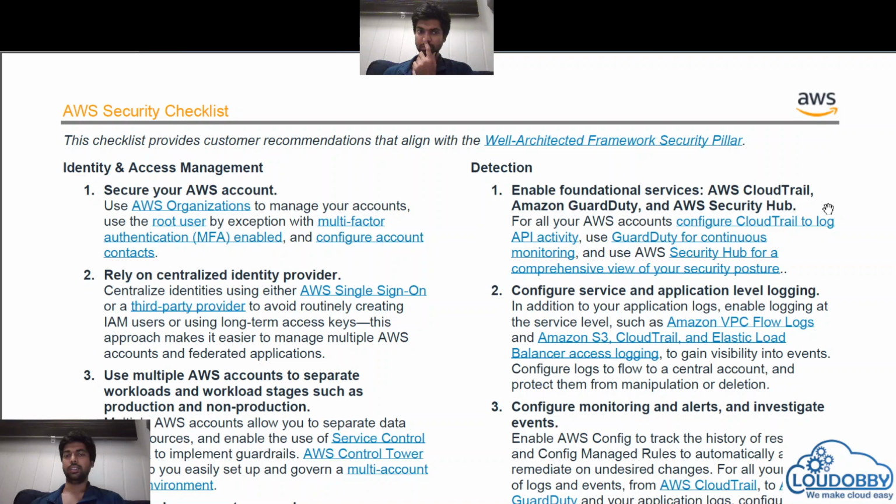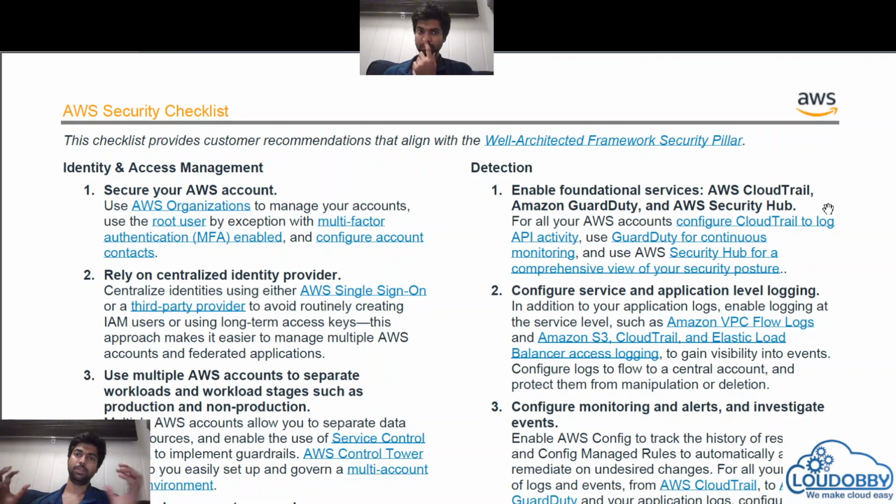The second checklist item in detection is to configure service and application level logging. So it's important you monitor your application logs. That is very key. Enable logging at the service level as well, where service level means the network layer, VPC flow logs, S3, CloudTrail, Elastic Load Balancer. This will give you access to your events, anything that goes wrong in your applications. All this can be stored in one central account.